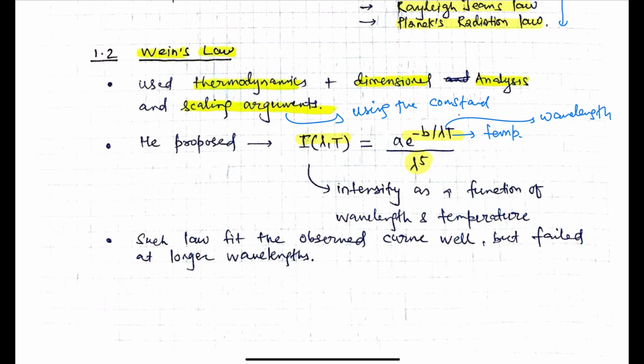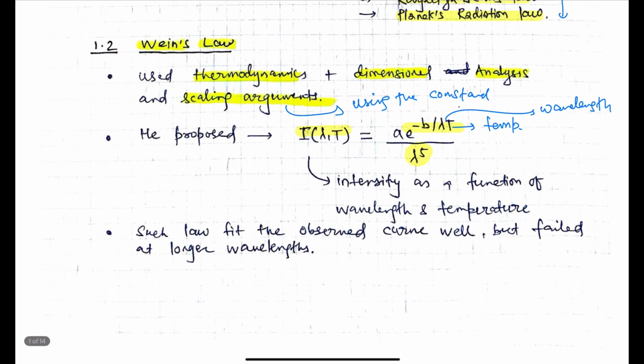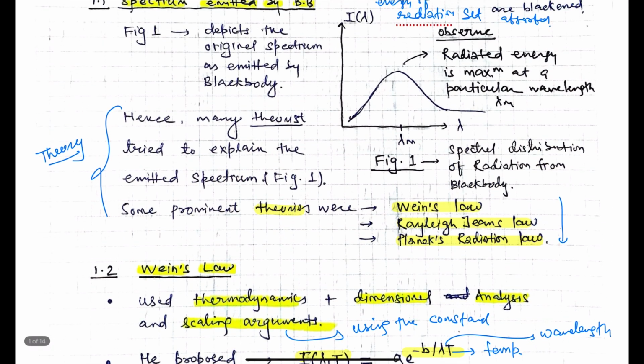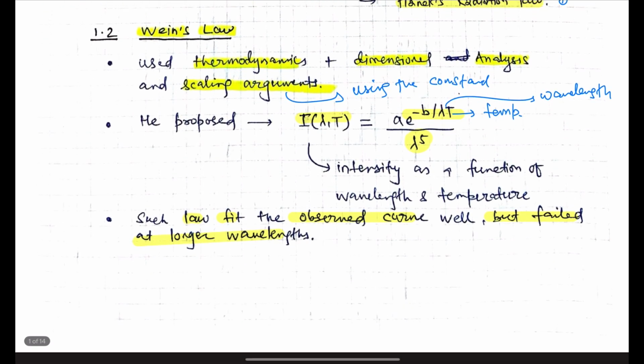And these constants a and b are decided empirically. That is why we call it a semi-empirical kind of formula. Such a law fit the observed curve well, but it failed at longer wavelengths. If you plot the curve, it will be like this. Whenever the wavelength exceeds a certain limit, this curve does not match the original curve. So this is a kind of failure at longer wavelength.